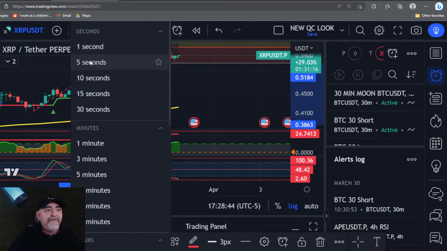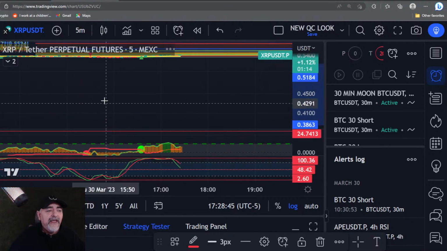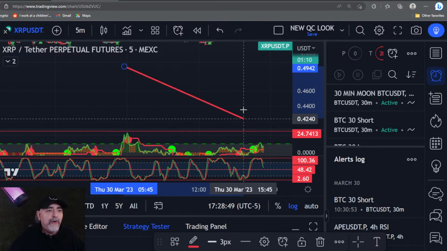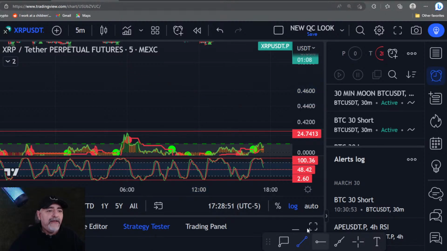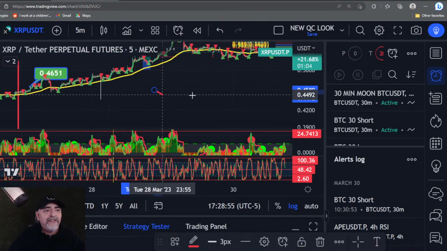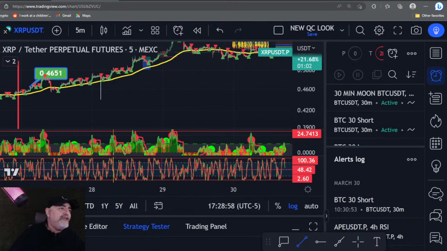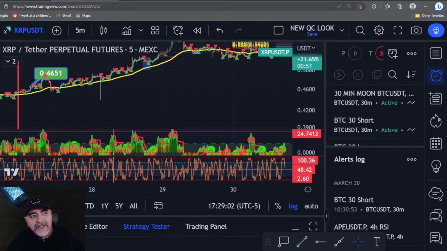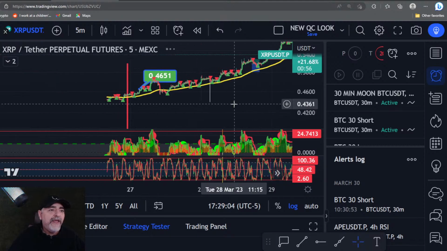Let's go to the 5-minute, okay? As soon as you have an alert on a 4-hour, a 2-hour, or a 1-hour trade, you then simply go to your 5-minute chart, and what you're going to do is enter on the 5-minute chart when the 5-minute chart says green, green, green on everything.